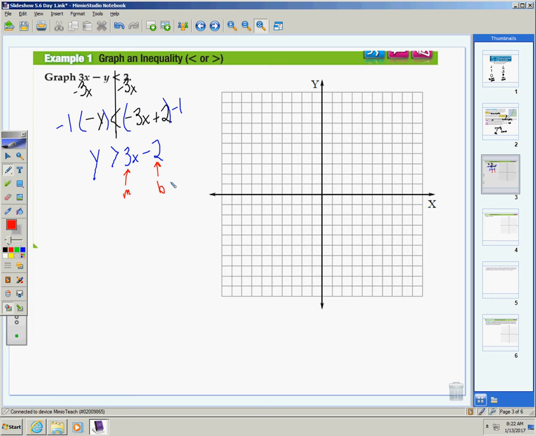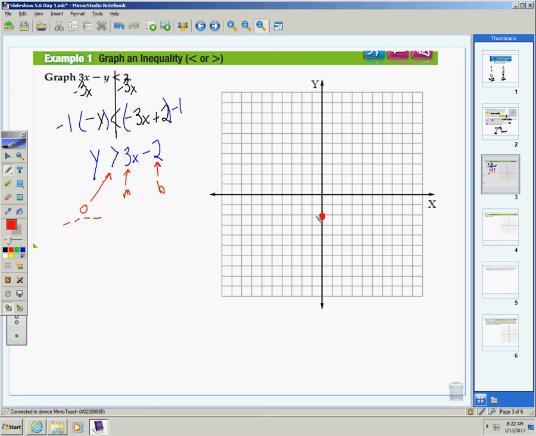So what I'm going to go ahead and do is graph this line just like I've used to. The only thing is, it's greater than, so I know this is going to be a dotted line. Greater than would be like an open circle, which means my line will be dotted, not solid. So my y-intercept is negative 2. I put a point at negative 2.